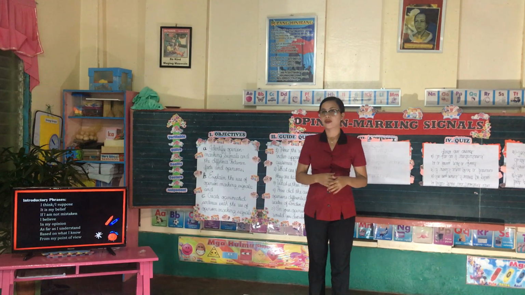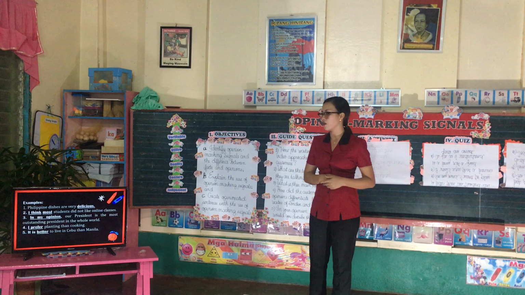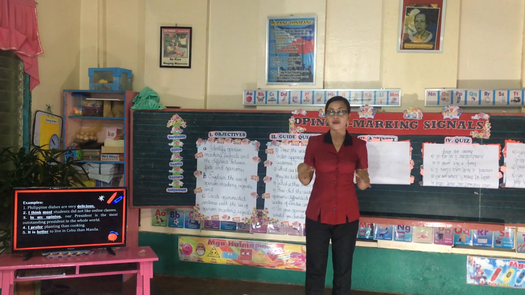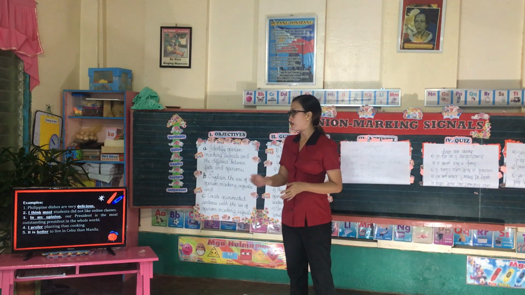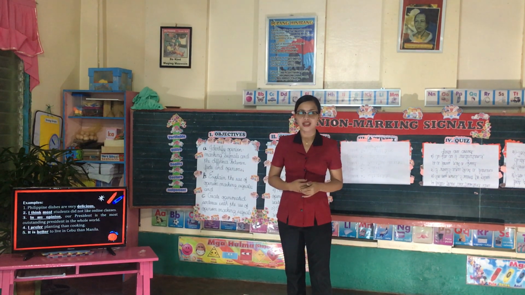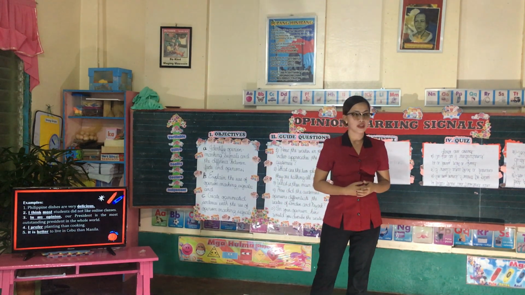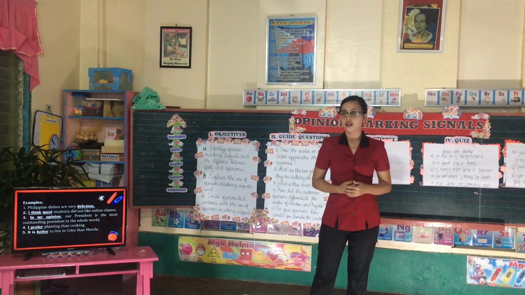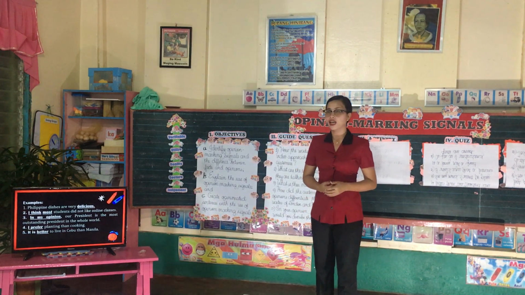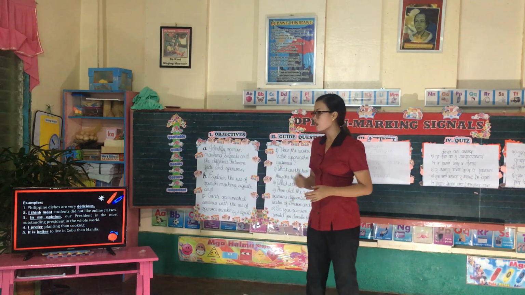Okay, so here are some examples with the use of the opinion marking signals that I gave a while ago. Number one, Philippine dishes are very delicious. Someone can tell us that Philippine dishes are very delicious, but there are also some people who will say that they didn't like the dishes of the Filipinos. No? So these are just opinions. And the opinion marking signal they are using is the word delicious.